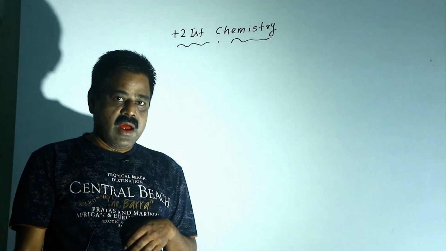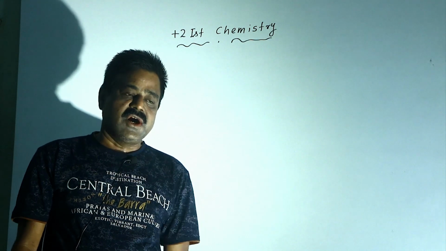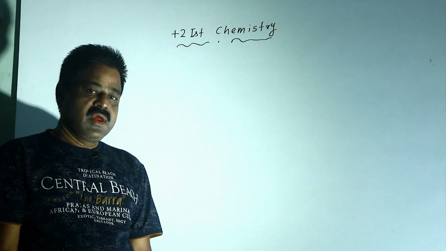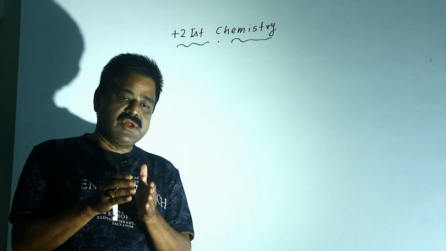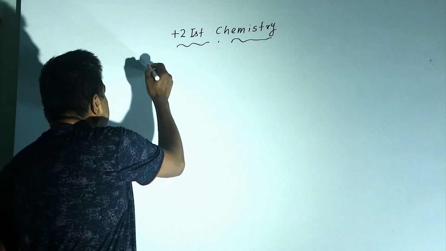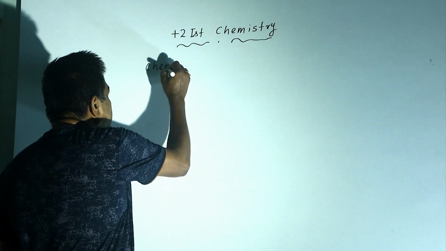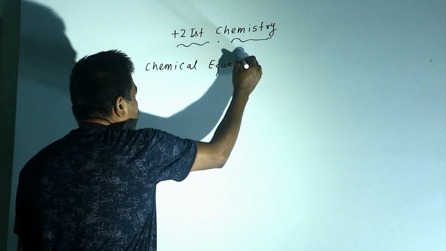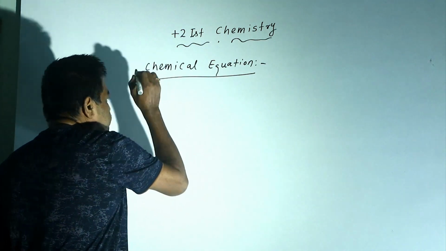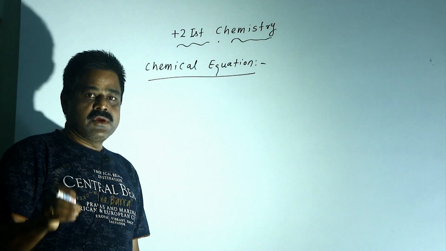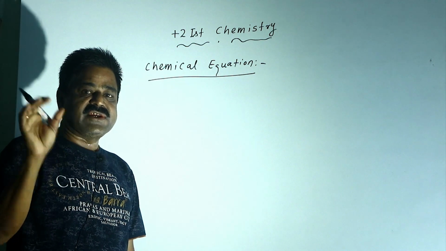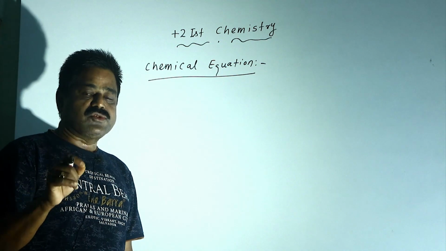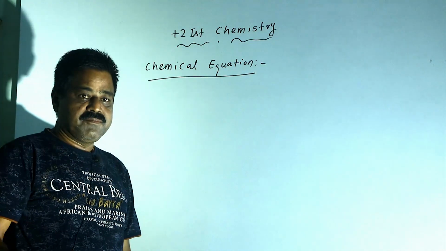Today I am going to discuss something about chemical equations. With respect to that, the chemical equation is the symbolical or shortened representation of a true chemical reaction in terms of symbols and formulae.